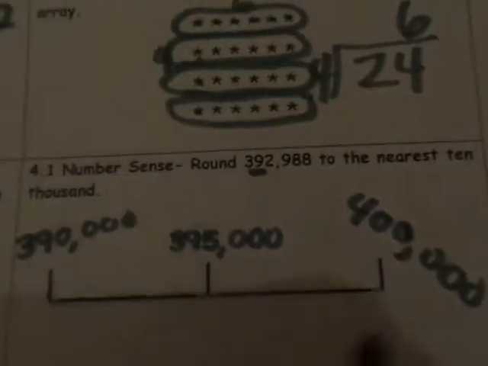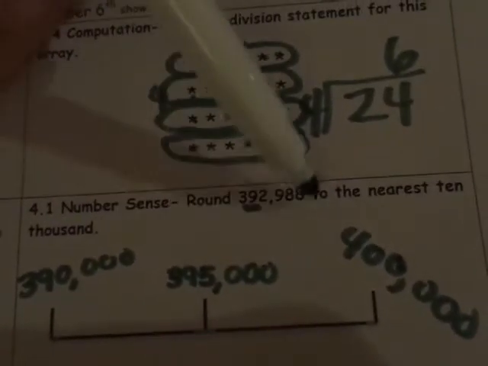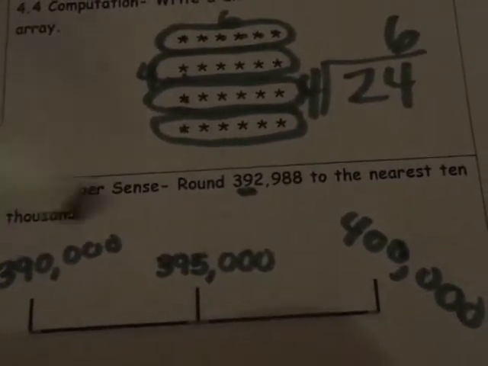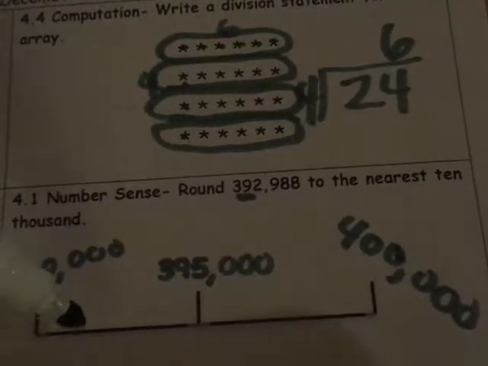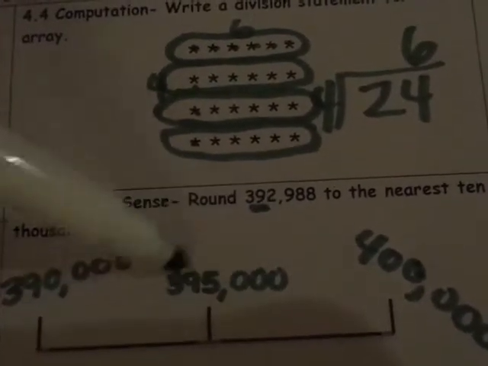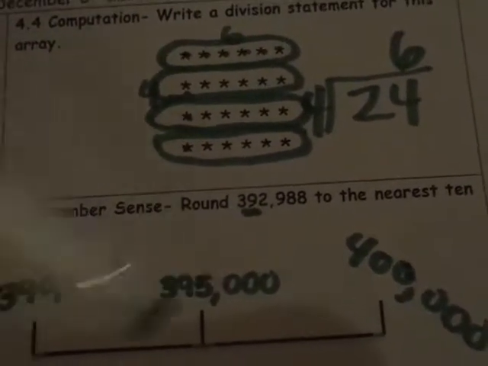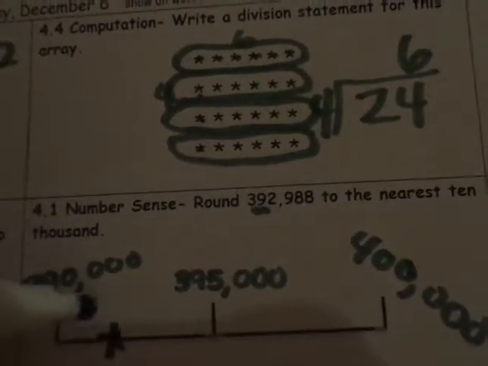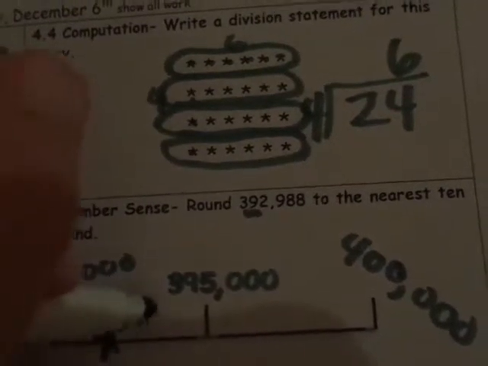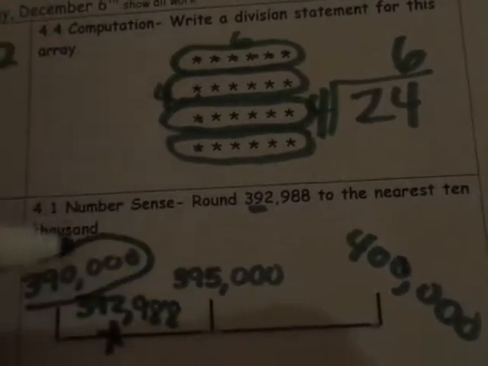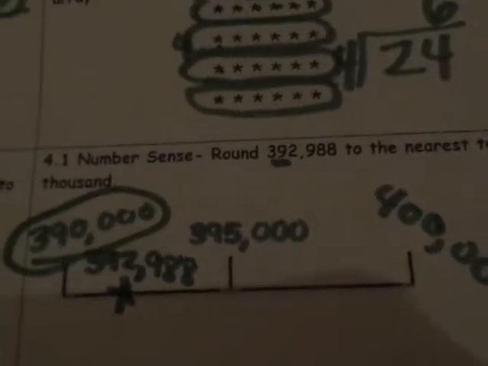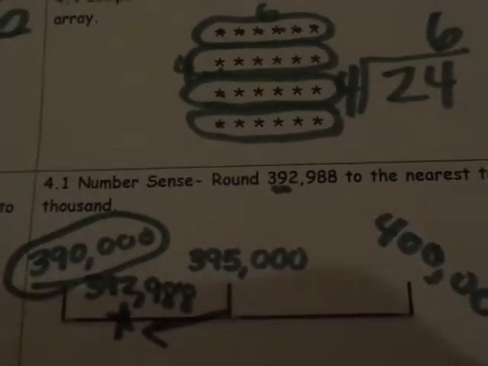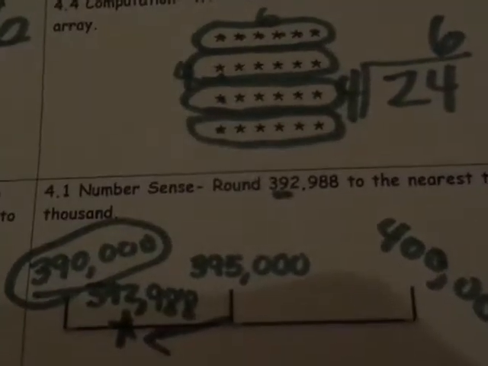So we're trying to figure out on this number line, where would this number go? Is it greater than 390,000? Well, yeah, because it's 392. Is it greater than 395,000? No, because this 2 is below it. So 392,988 is going to go right about here, which is going to round to 390,000. That's why we say 4 or less, let it rest. Okay, right here. This is the reason.